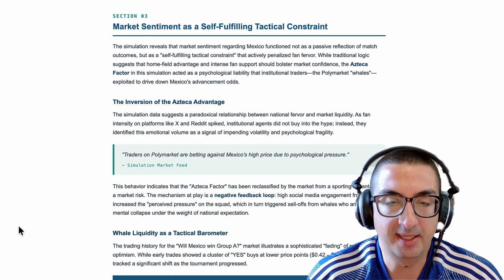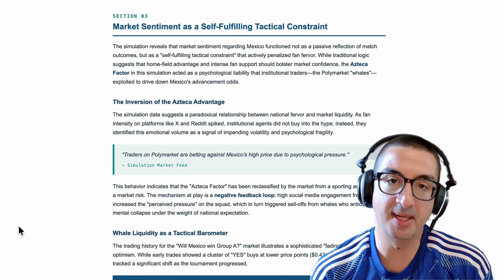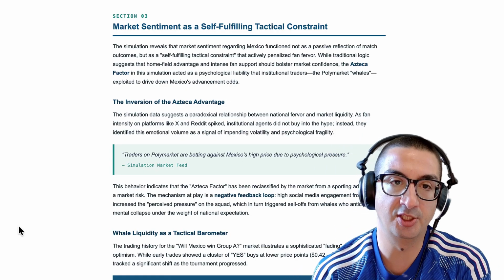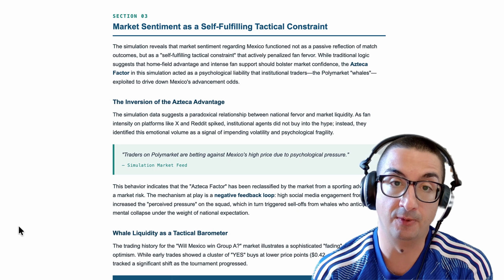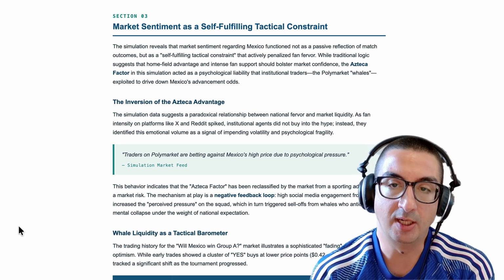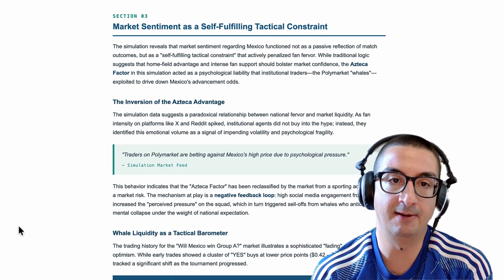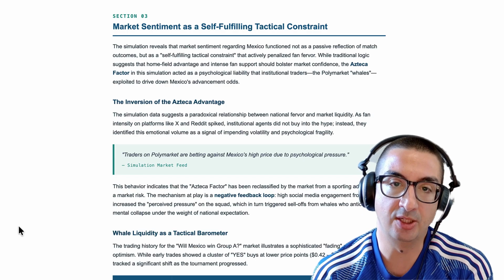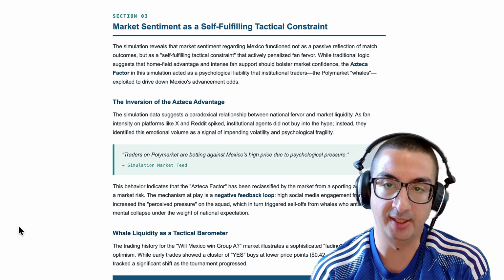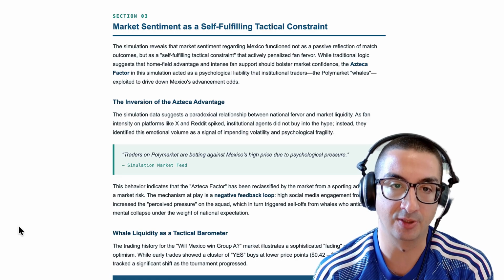Section 3. Market sentiment as a self-fulfilling tactical constraint. The simulation reveals that market sentiment regarding Mexico functions not as a passive reflection of match outcomes, but as a self-fulfilling tactical constraint that actively penalized fan fervor. While traditional logic suggests that home field advantage and intense fan support should bolster market confidence, the Azteca factor in the simulation acted as a psychological liability that institutional traders, the Polymarket whales, exploited to drive down Mexico's advancement odds.